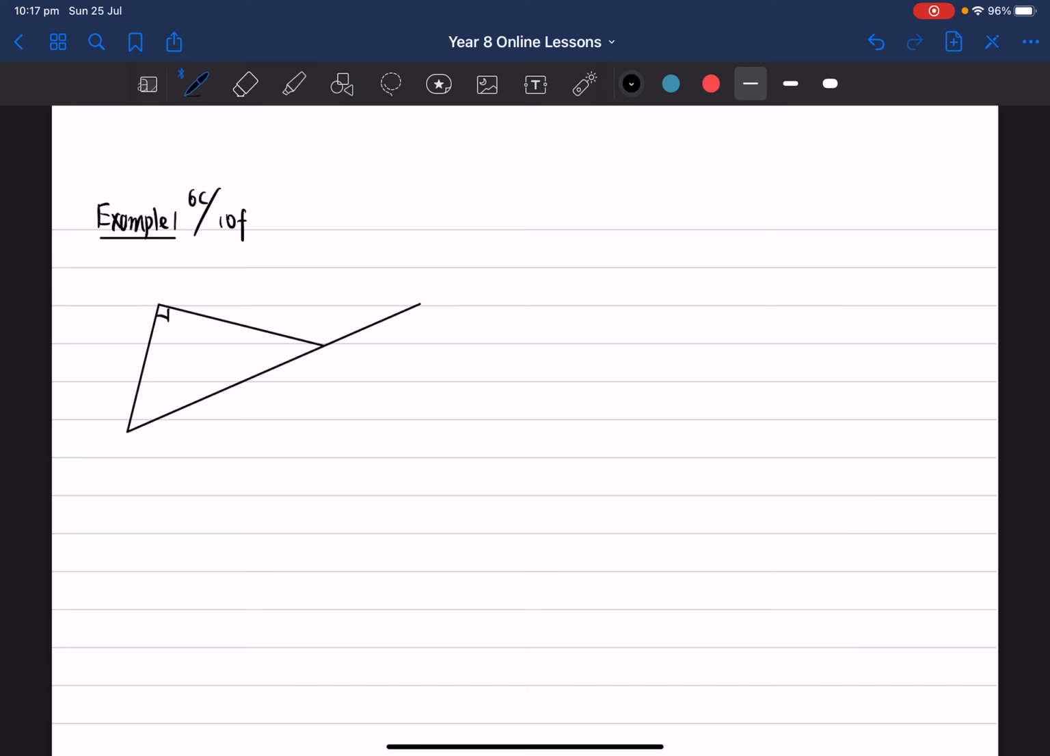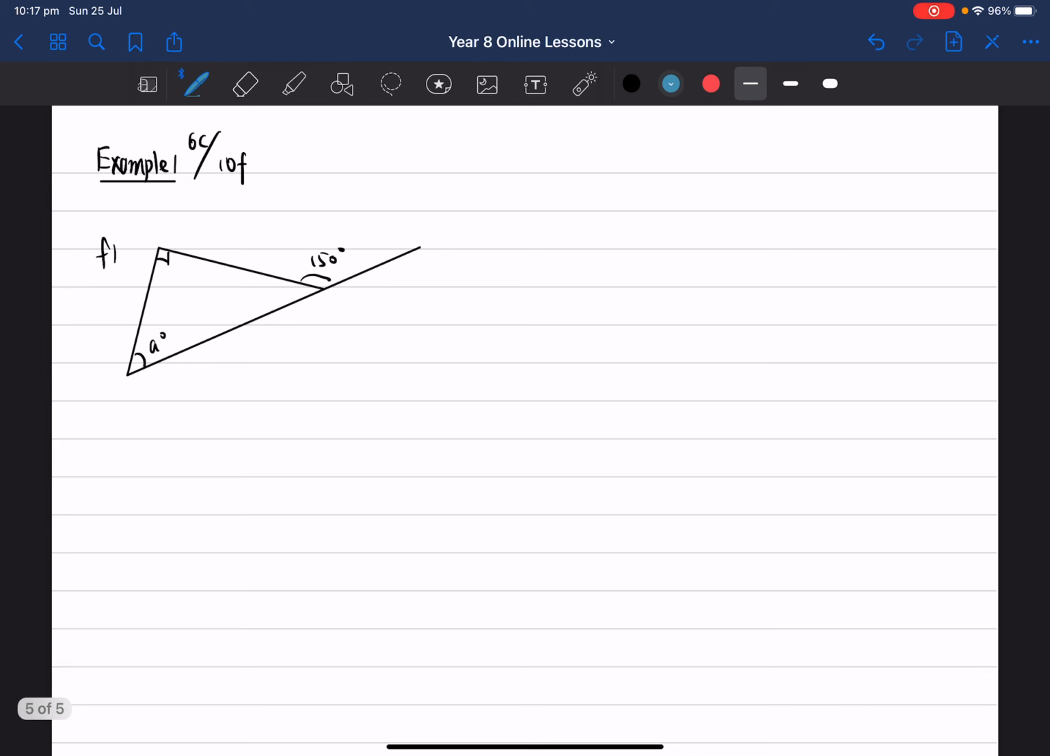That's a 90 degree angle. Okay, so that's question F. Here's A. This angle is 150 degrees. And the question asks you, what is the value of A? That question is super easy if you know the exterior angle property: the exterior angle is equal to the sum of the two opposite interior angles combined. Therefore, A plus 90 degrees is 150 degrees, and A is equal to 60 degrees.